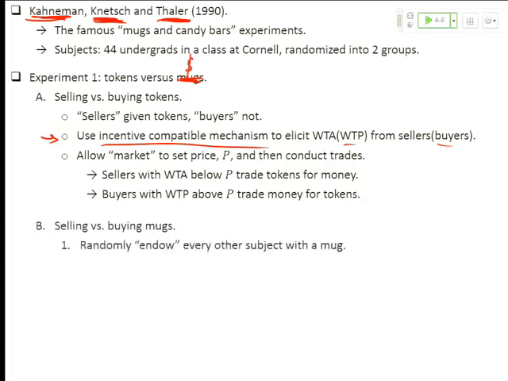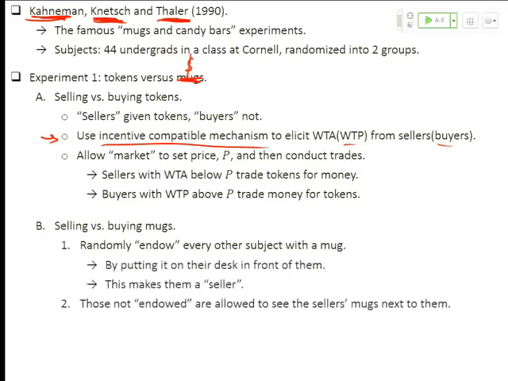Then they do the same thing with mugs. So they randomly endow every other subject with a mug. Now, it so happens that I have such a mug. This is a Cornell mug, and it was given to me by a couple of my students last year. They basically got a box of these from the Cornell student store, and they gave them, right? You don't get to keep that. To every other person in the group. So they've endowed half the class with a mug, by putting it on their desk in front of them.